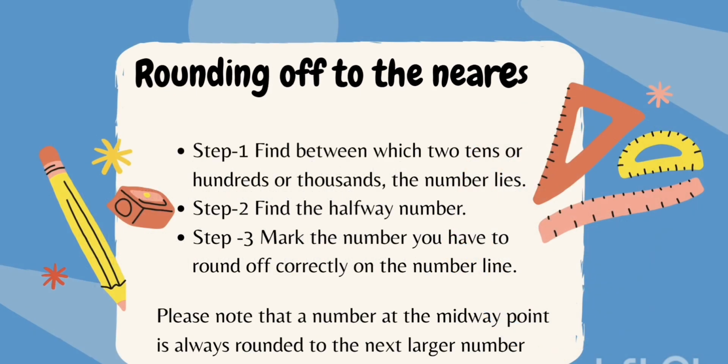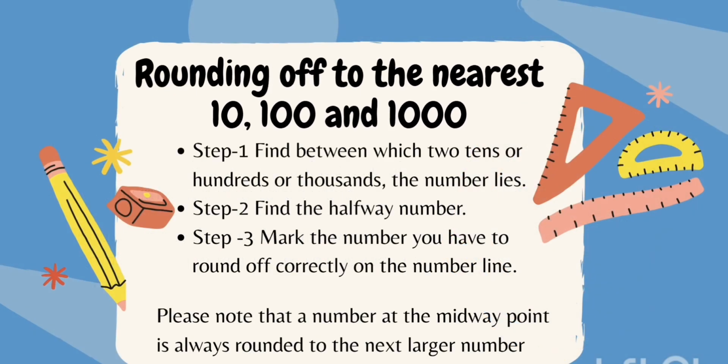Rounding off to the nearest 10, 100, 1000. Step 1. Find between which two tens or hundreds or thousands the number lies. Step 2. Find the halfway number. Step 3. Mark the number you have to round off correctly on the number line. Please note that a number at the midway point is always rounded to the next larger number.